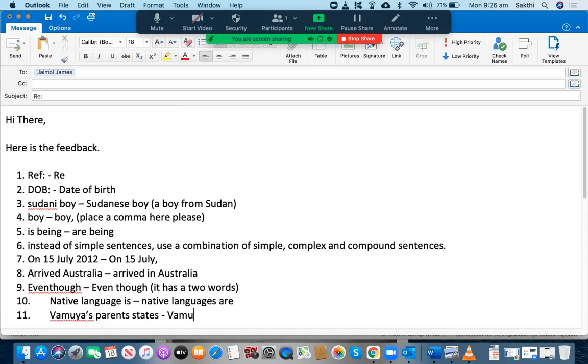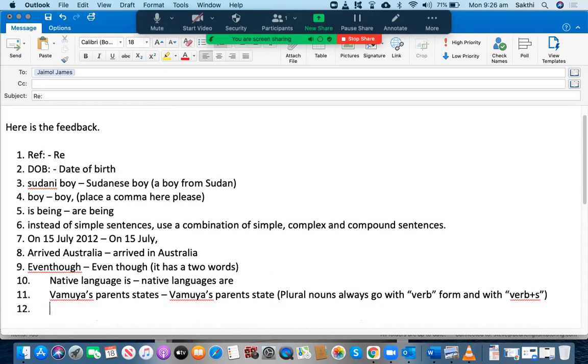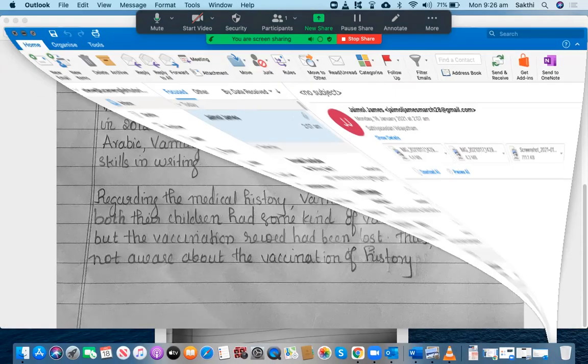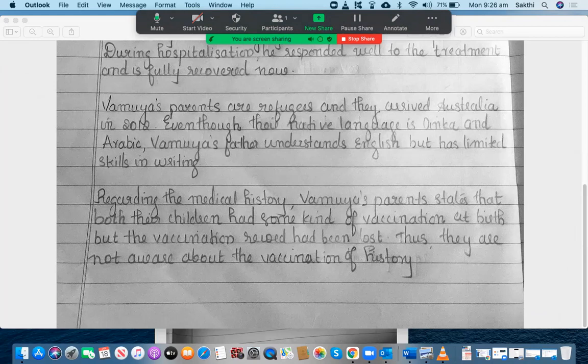This is wrong. So you should have written Vamuya's parents state that, okay, because plural nouns always go with the verb form only, just the verb form, and not with the verb plus s form. Okay, remember that. This is really important that you understand the use of verb and verb plus s with all the nouns. You need to know which nouns go with the verb plus s and which nouns go with the verb only. All right.